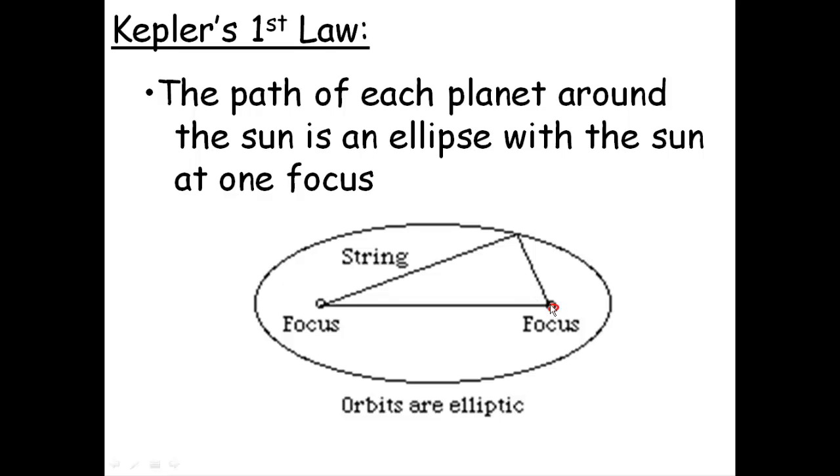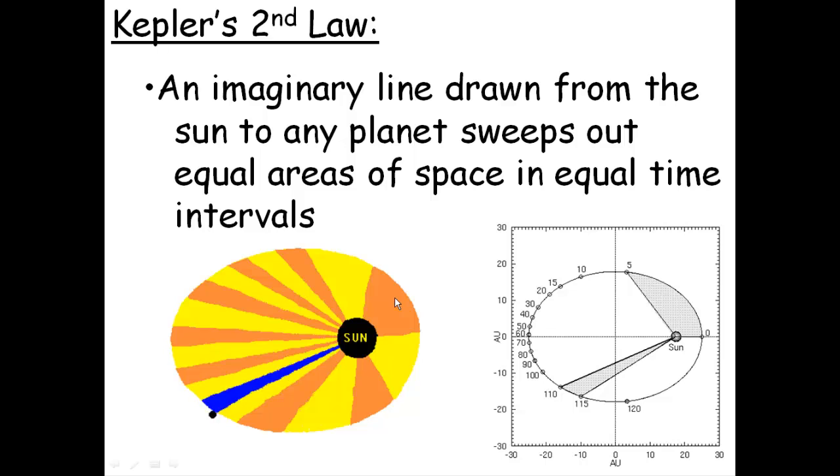And you could, of course, demonstrate this yourself. Put 2 pins in a board and put a string around them, and you could trace out a nice elliptical orbit. Those pins would be the foci. So he said, well, it turns out the sun is at 1 foci, and the orbit of the planet is an ellipse.